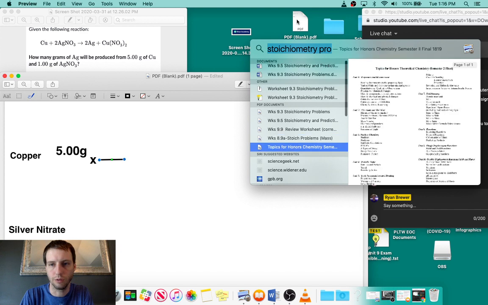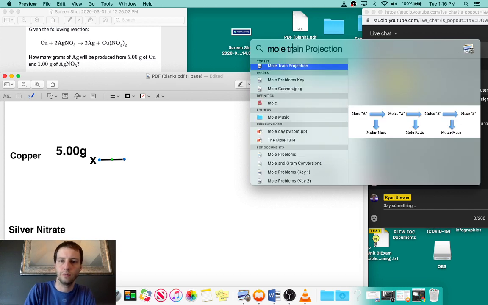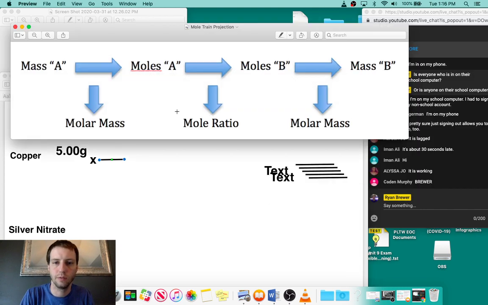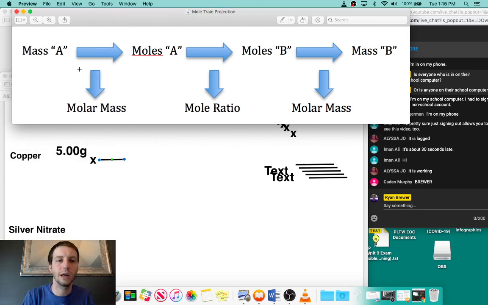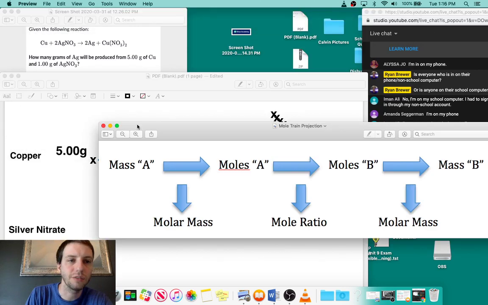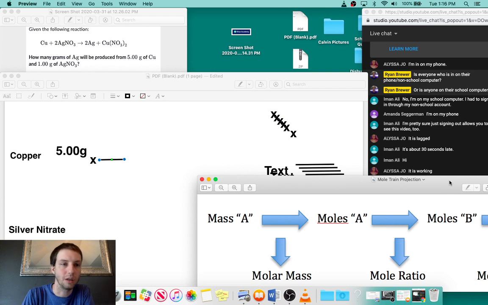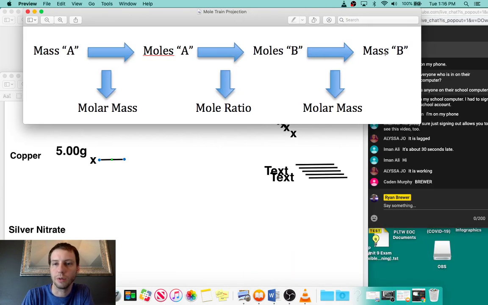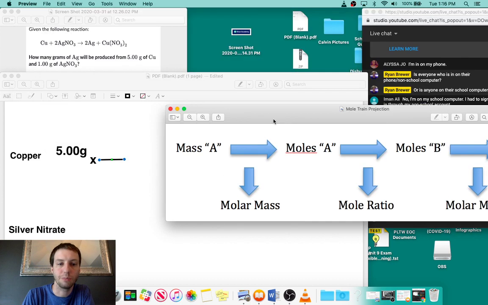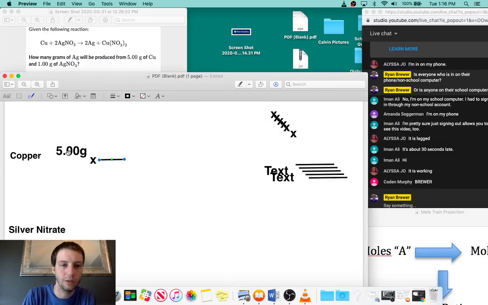I've got a stoichiometry projection, maybe mole train. There we go. Normal stoichiometry. I'm given a mass, and I'm asked to find, in this case, a mass, how many grams. And so I'm going to use my mass of A, in this case copper, in order to find the mass of B, which is going to be silver nitrate. Nope, silver. And so I'm going to convert all the way to silver. It's going to be a 3-step problem. Okay. And so up here, I'm going to need the molar mass of copper.